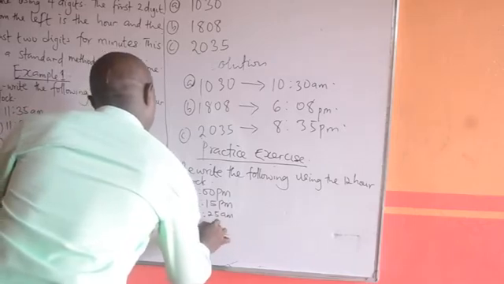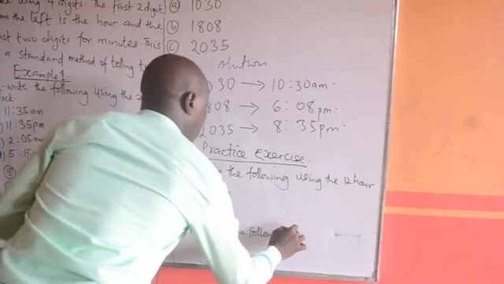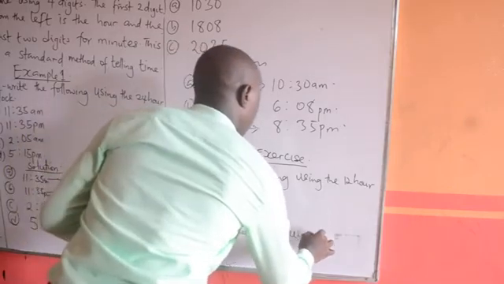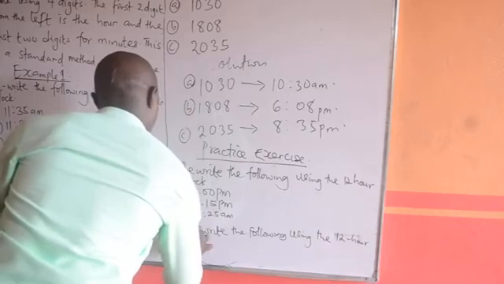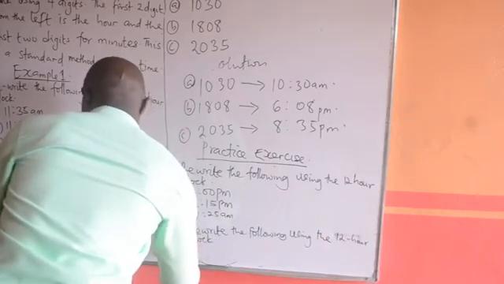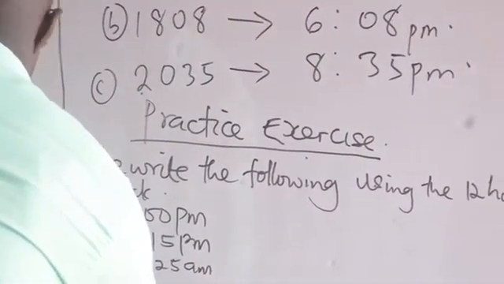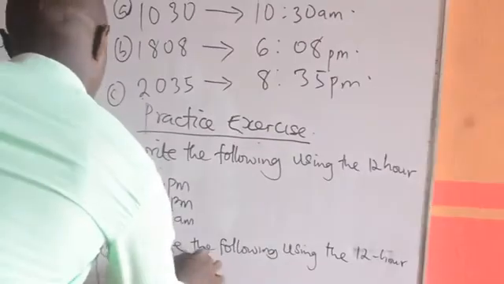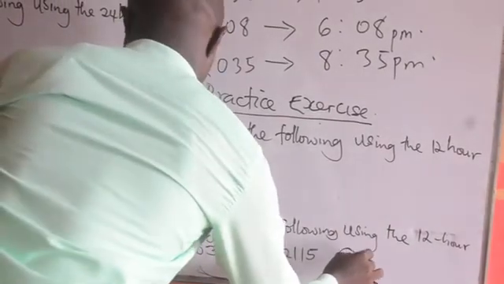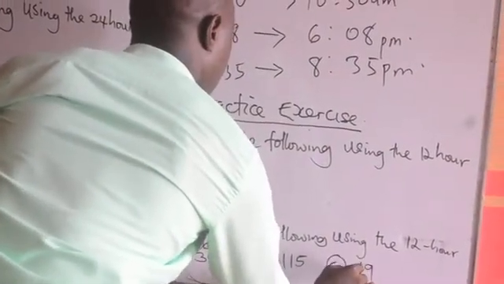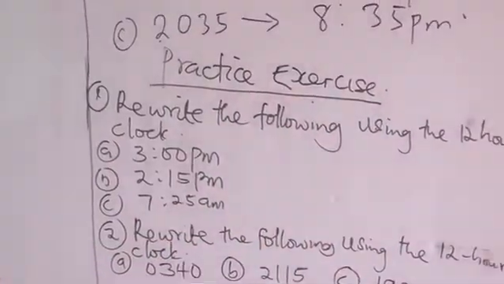Question 2. Rewrite the following using the 24-hour clock. B will have 21:15 and 19:25.